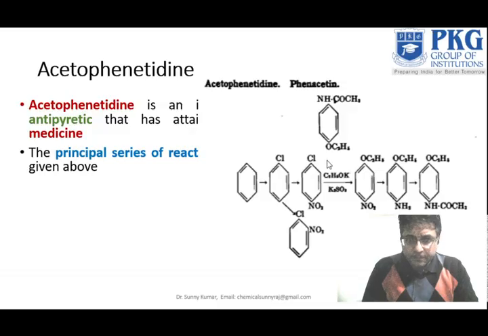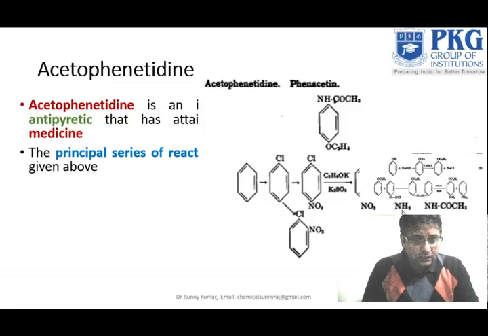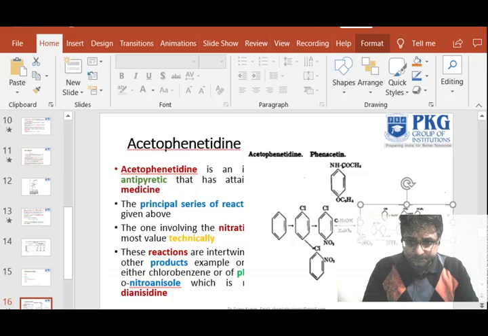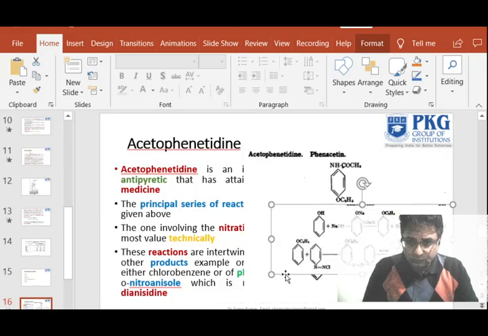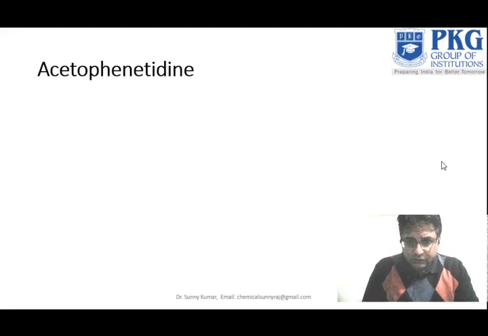So this is NH2COCH3 here, and this is the reaction with C2H4 and K2SO4. Then NO2 and NH4 again. So these are the different chain reactions, 1 2 3 4 5 6. There is a six-step reaction. So this is another reaction, this is reaction 2.